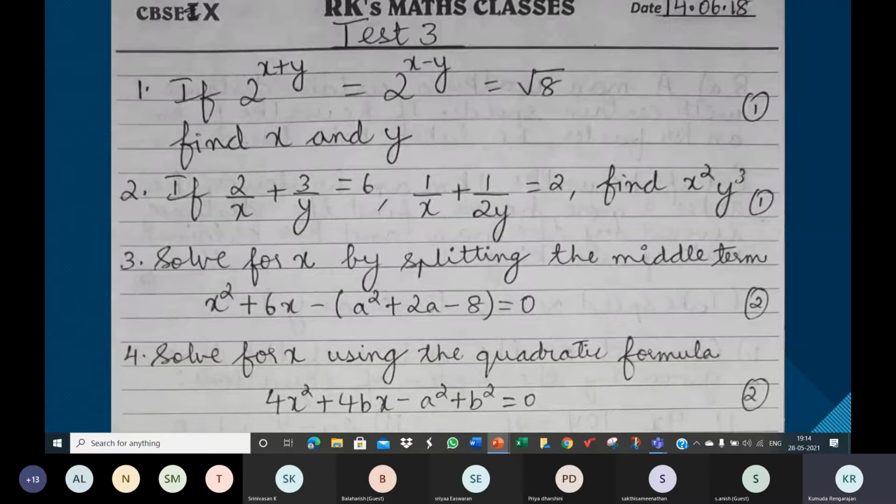Yes, children, hurry up. Ma'am, x is 2 by 3. And what about the value of Y? 1, ma'am. Yeah, that's right, Shreya. Very good. Shreya is right. The value of X is 2 by 3 and the value of Y is 1.